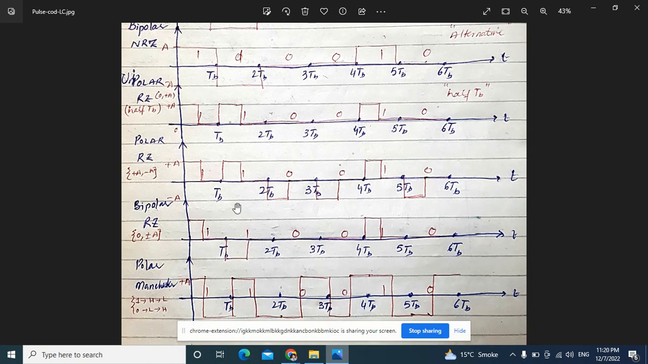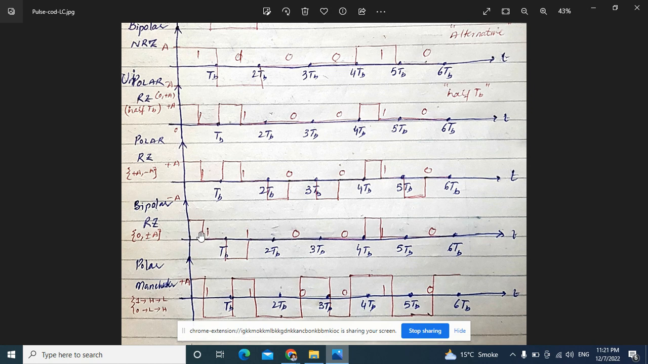Now let's discuss the same data for bipolar, with the pulse shape return to 0. We know that for the bipolar case you are using three signal levels for the two data levels. You can apply 0, or positive A and negative A on alternate bits if the bit is 1, and you apply 0 if the bit is 0.